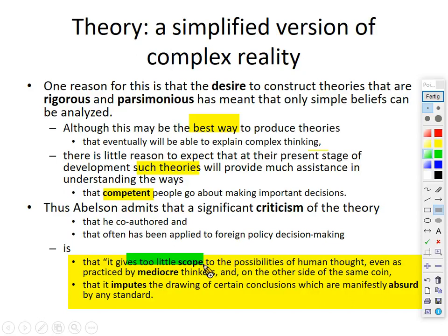Human is magnificent in many, many ways. But this kind of theory gives little scope to the possibilities of human thought, even as practiced by mediocre thinkers. And on the other side of the same coin, it impedes the drawing of certain conclusions which are manifestly observed by any standard. So when we try to use a theory to understand the complexity of international relations, sometimes we count on the theory. But if we just take away the theory, we find out that it is much easier for us to understand a certain issue.